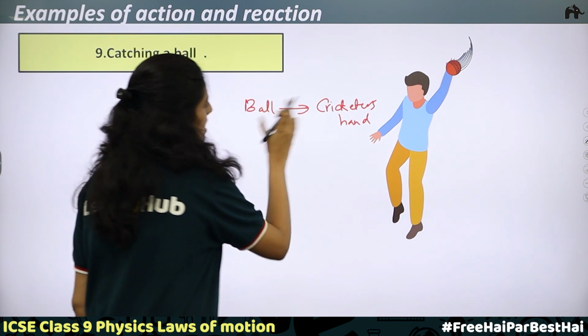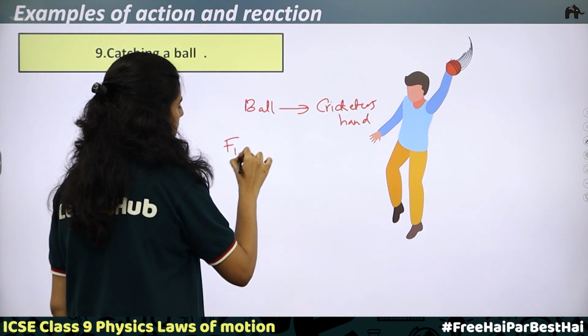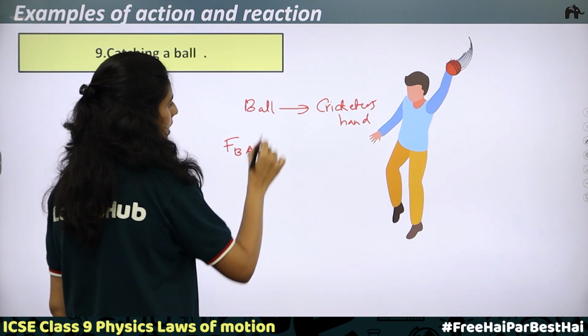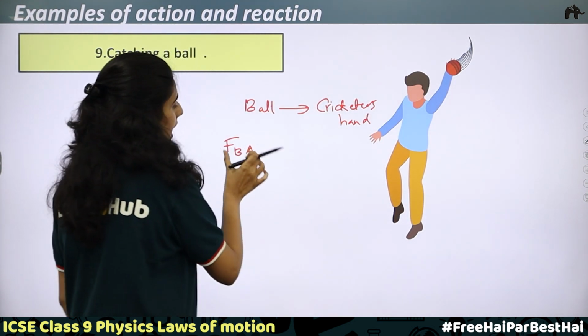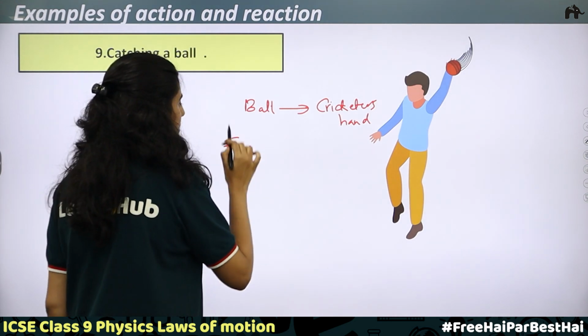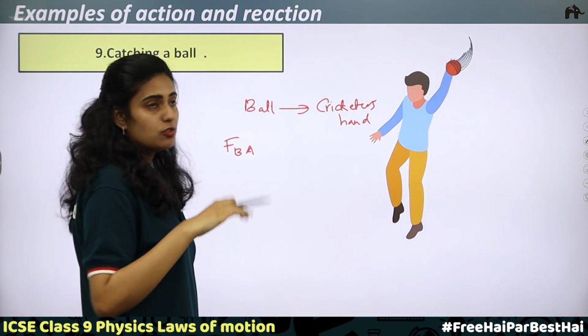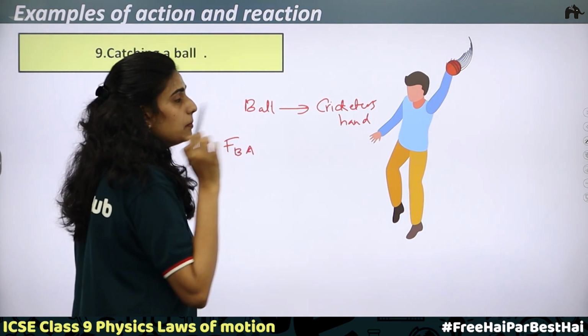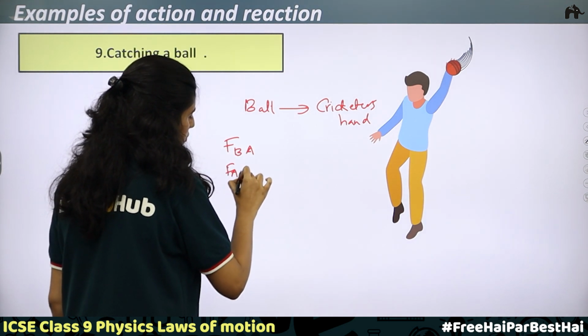Okay, so the ball is applying a force on the hand. This force is FBA. Okay, FBA is the force. Now, when the ball applies a force on his hand, the hand will be applying a force on the ball. So the ball should be brought to rest. To bring the ball to rest, the force FAB is applied.